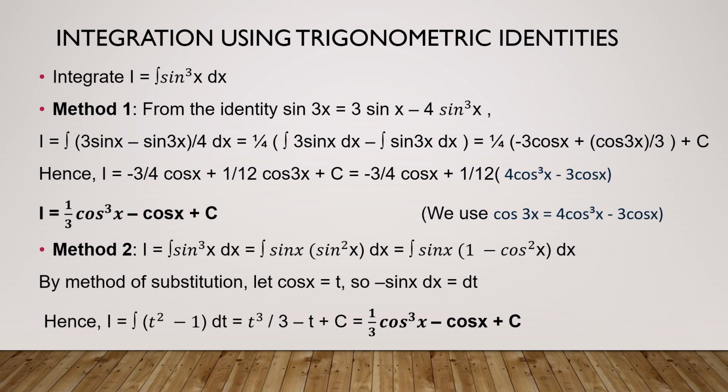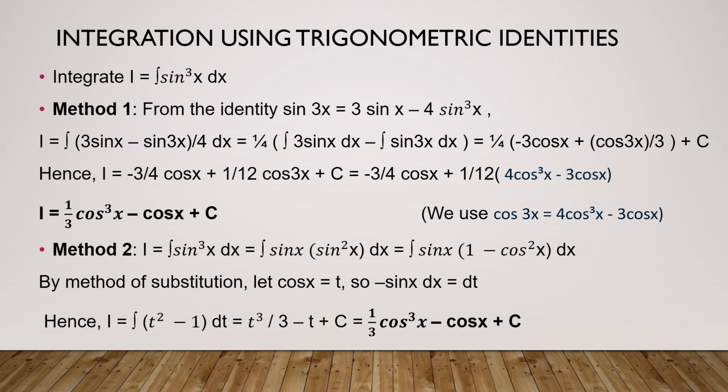Second method is you can use another trigonometric identity. Instead of sine cube, I can write sine into sine square. For sine square, I can write 1 minus cos square. Then, as we have just seen in the method of substitution, let cos x is equal to t. Its derivative is again there in your integrand because the derivative of cos x is minus sin x. So instead of minus sin x dx you can put dt.